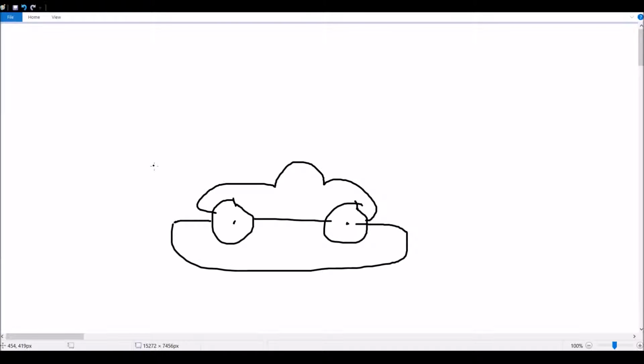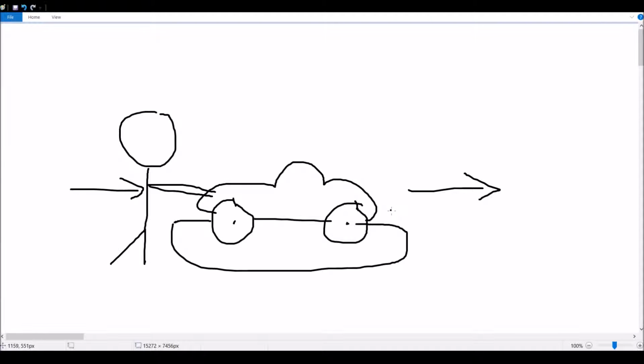Now, the thing that would be strong enough to move it is a person. Now, the person, which acts as the unbalanced force towards the car, will give a force of enough newtons to move the car slowly out of the parking space.